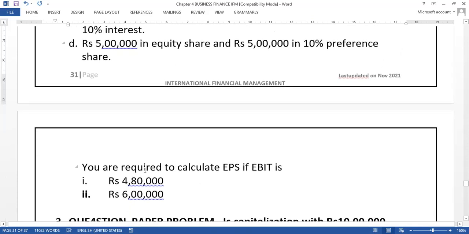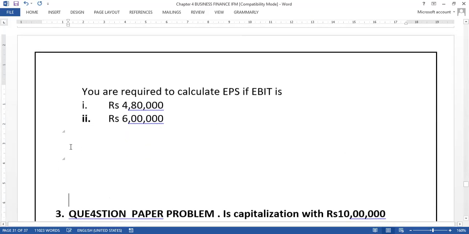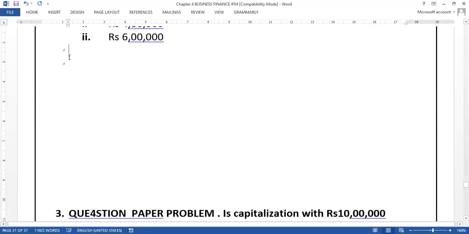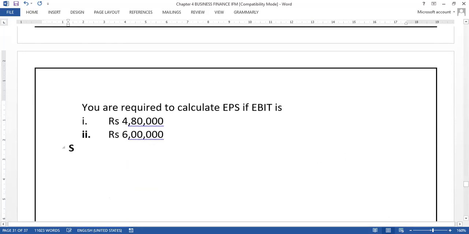Now, in this information, we are trying to calculate EPS as well as EBIT. Suppose EBIT is 4 lakh 80, what will be the result? Suppose EBIT is 6 lakh, what will be the result? That we will be solving right now. Hold on, I'll just take down this solution.